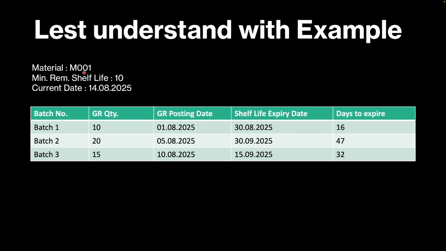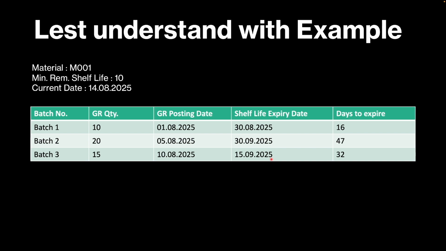So you can see here for this material, we have received stock in these three batches at different posting dates. Batch 1 was received on 1st of August with a GR quantity of 10 and the shelf life expiry date for this batch is 30th of August 2025. For batch 2, the GR quantity is 20, the posting date is 5th of August and the shelf life expiry date is 30th of September. And for batch 3, the GR quantity is 15 with GR posting date as 10th of August and shelf life expiry date as 15th of September.